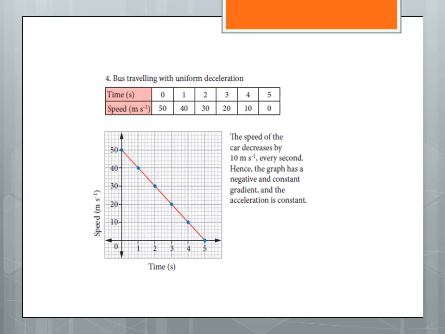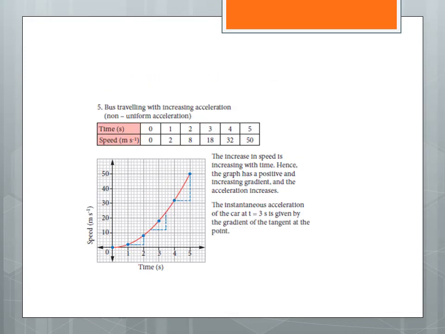Bus traveling with uniform deceleration. It slows down. Time 0, 1, 2, 3, 4, 5; speed in m/s: 50, 40, 30, 20, 10, 0. The speed of the car decreases by 10 m/s every second, hence the graph has a negative and constant gradient and the acceleration is constant.